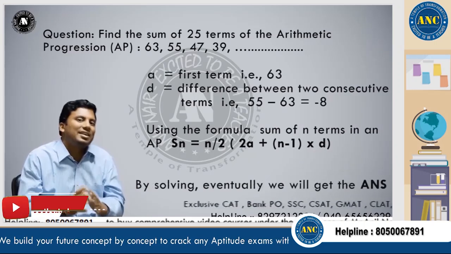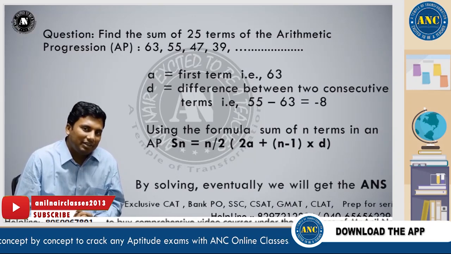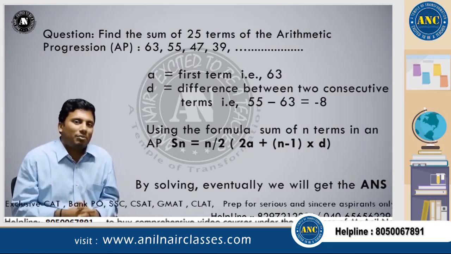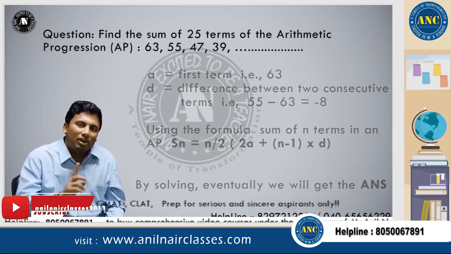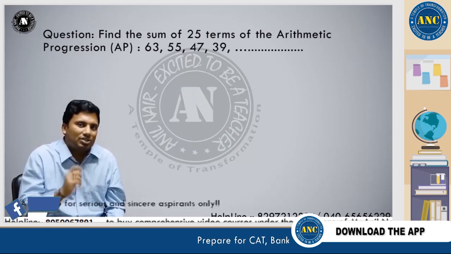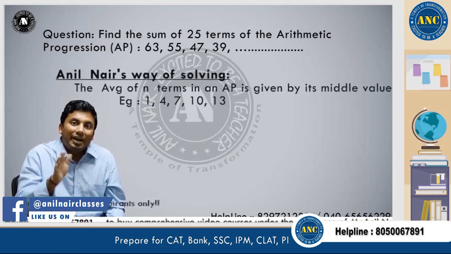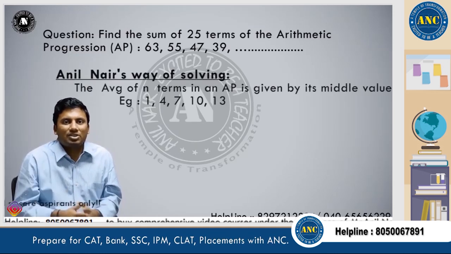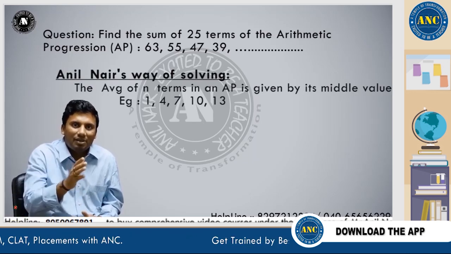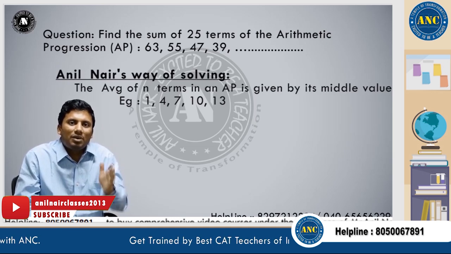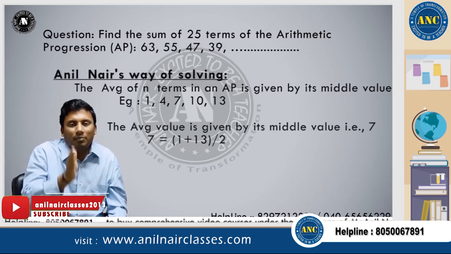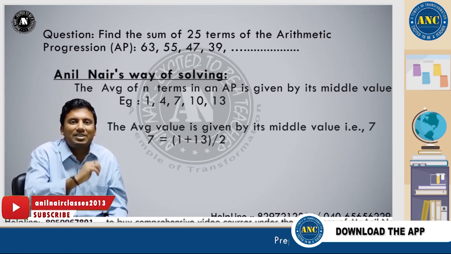But are we really interested in this kind of learning? Let us see a logical way to solve this kind of problems. Before solving it in a logical way, let me explain a few concepts. First concept: the average of n terms in arithmetic progression is given by the middle value. For example, 1, 4, 7, 10, 13. The average is given by the middle value, which is nothing but 7 in this case.